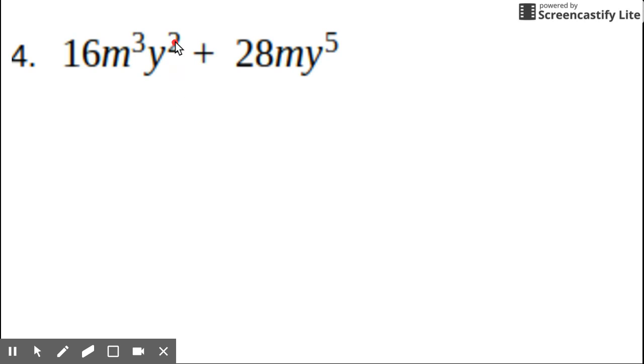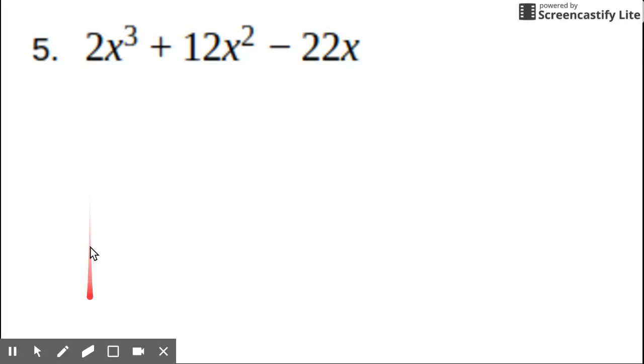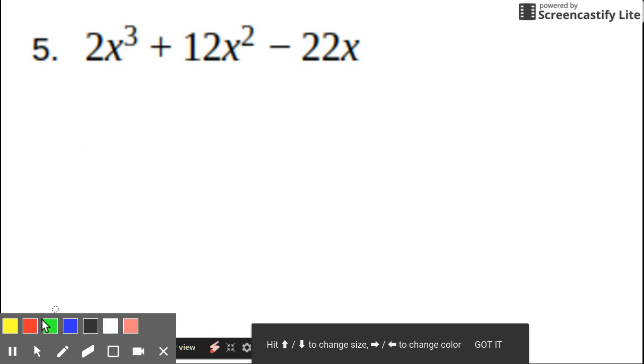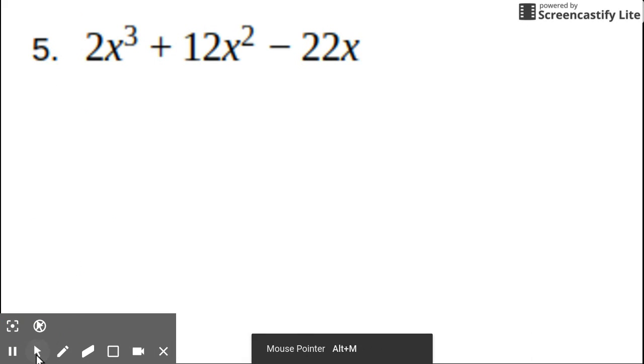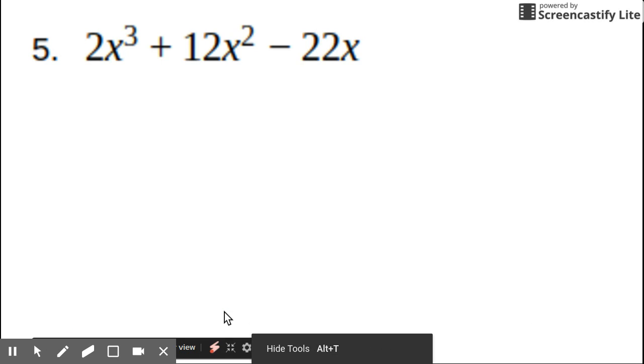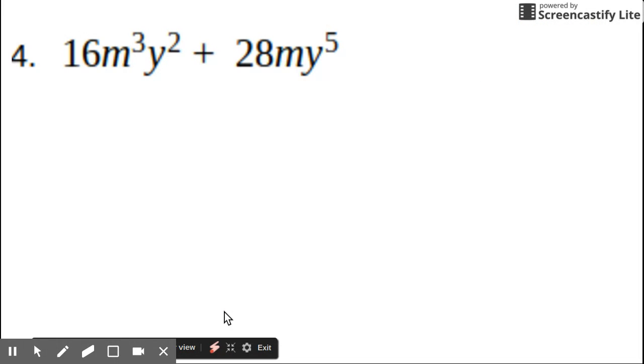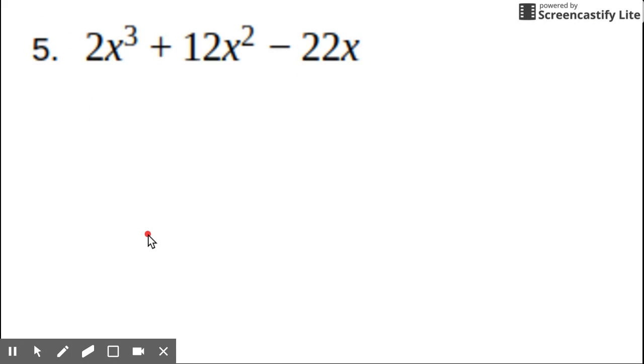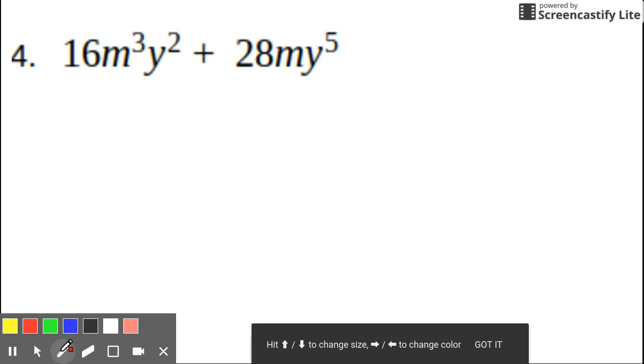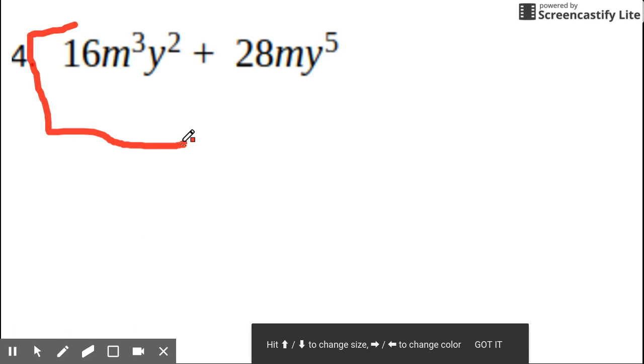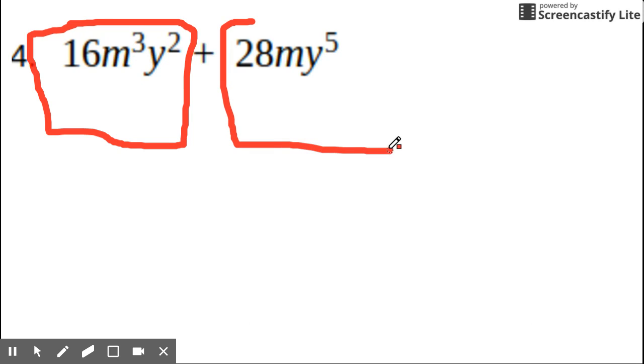Okay, this problem is a little bit more complicated. Now again, you have 2 pieces, and you're trying to see what the 2 pieces have in common. Sorry, I changed screens. Let me go back. Okay, here we go. Here you have 2 pieces. Here's your first piece, and then here's your second piece.